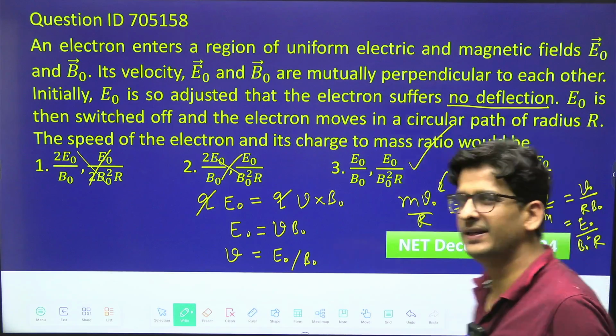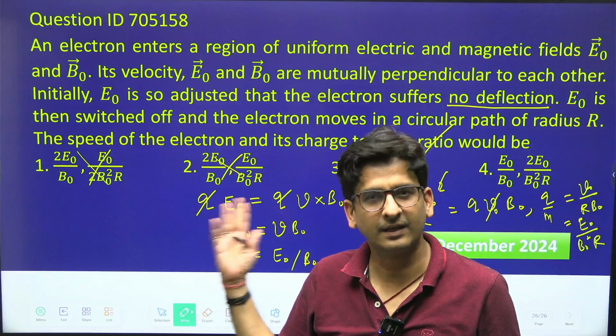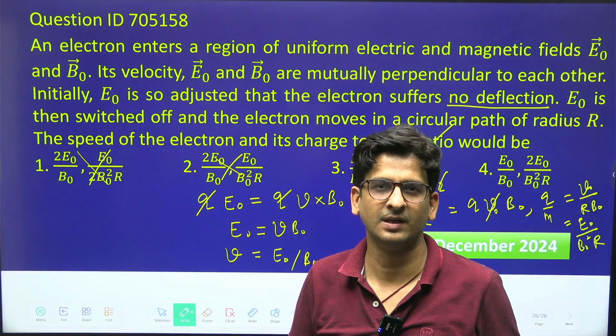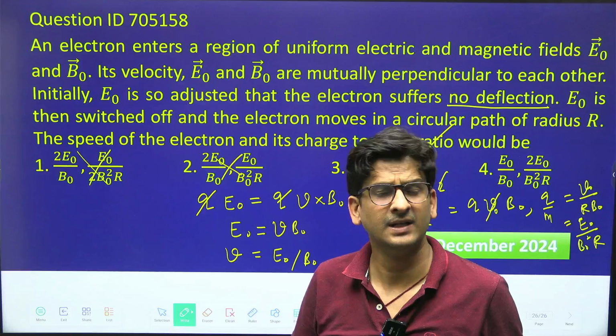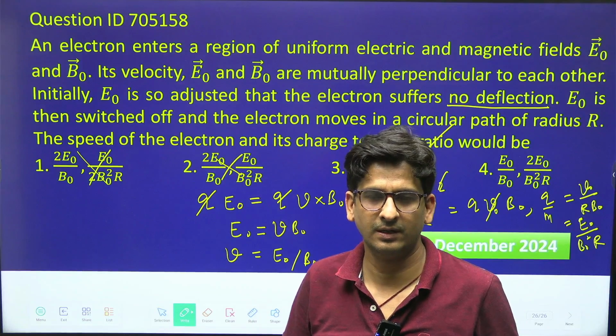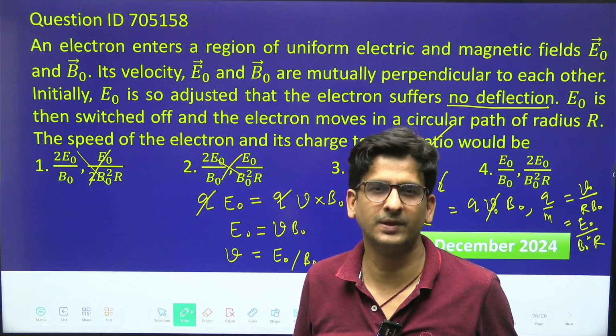So this was a very straightforward question. I think in class 12th also we discussed this much. The motion of charged particle in electric and magnetic field is simply based on Lorentz force and also some concept of centripetal force.